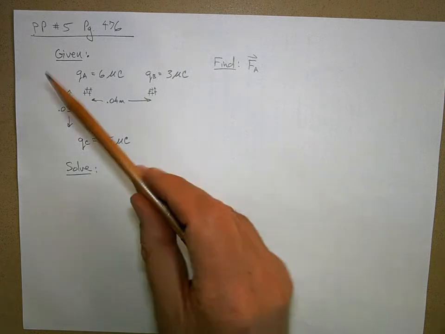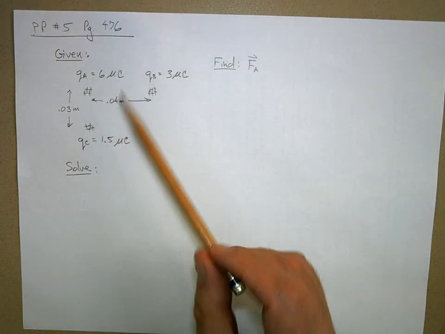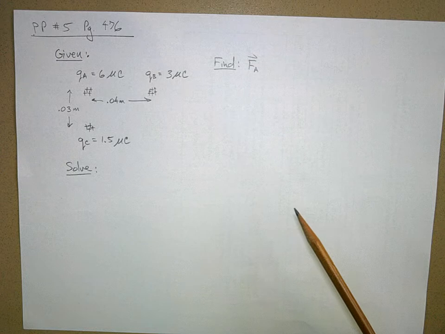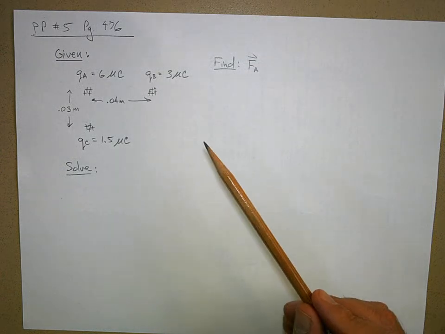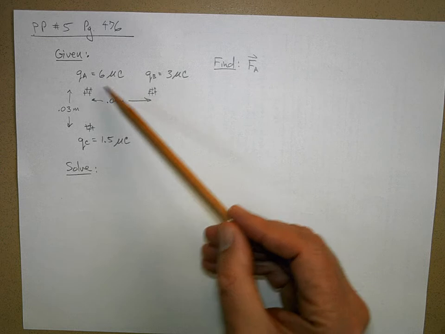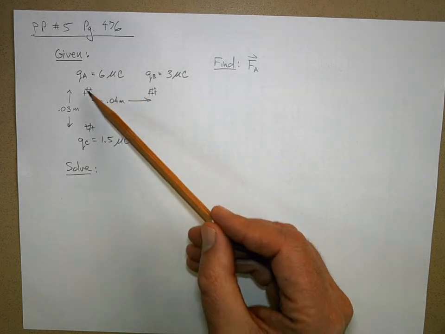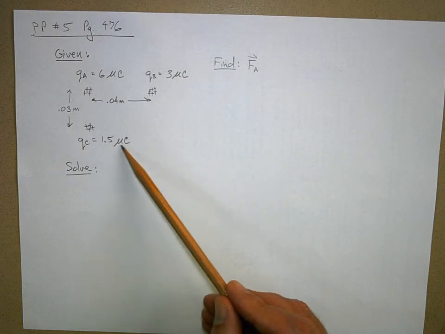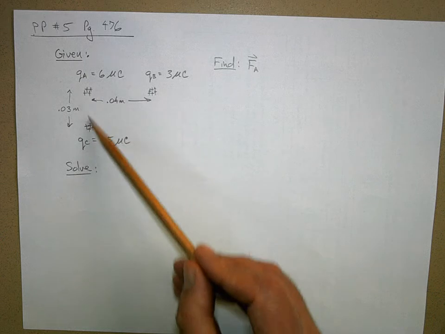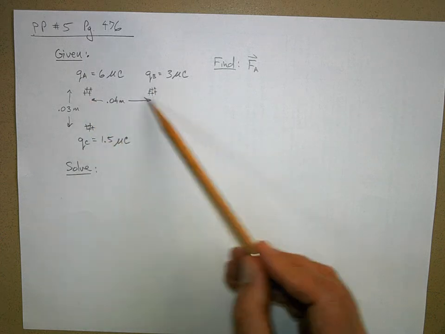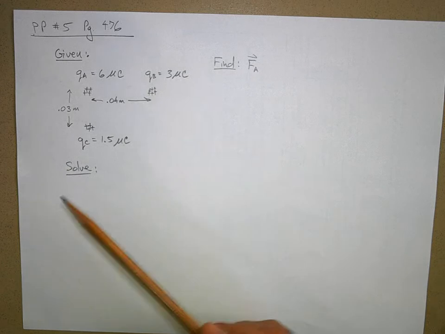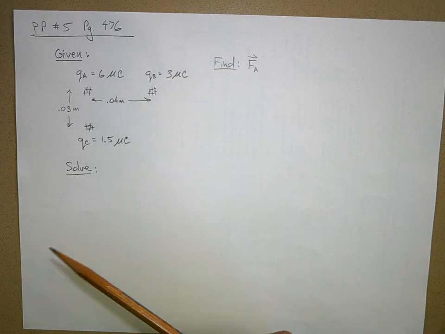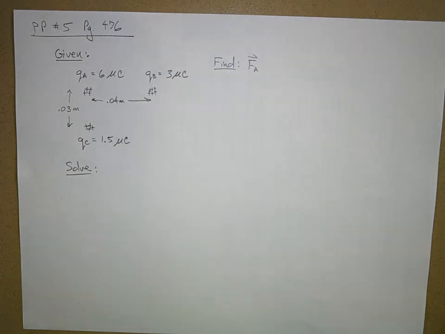Okay, so here's our problem, practice problem 5 on page 476. This is a modified example problem, so you get most of what's given by reading the example. You have these two charges, a 6 microcoulomb charge here, a 1.5 microcoulomb charge here. They're 3 centimeters apart. And then this is what they changed from the example problem. This is now positive 3 microcoulombs. And we want to know what is the applied force. So we're going to use Coulomb's law to do that.